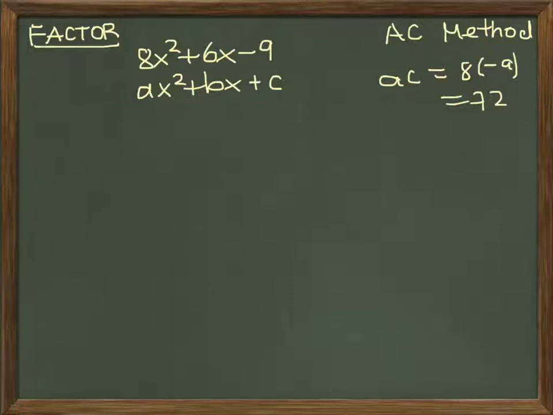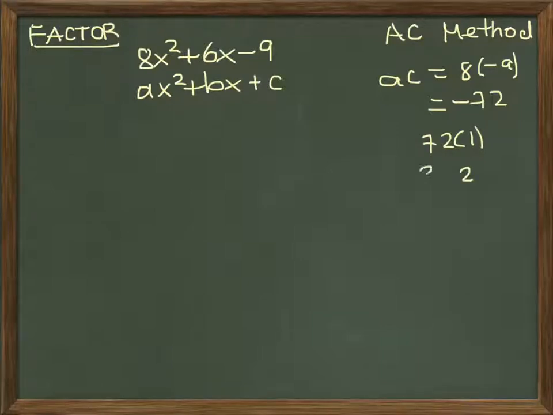For the AC method, you multiply a times c, and you make a list of all the possible ways you can break up the 72 into two factors. Of those factors, you want to find the pair that adds up to the middle term of your trinomial, which in this case is positive 6. But because I have a negative 72, the signs have to be opposite. A possible factoring is, of course, 72 times 1, and that doesn't work.